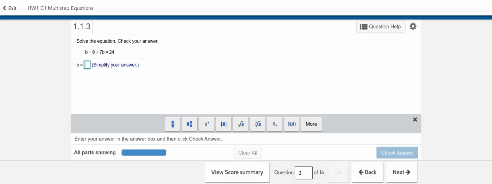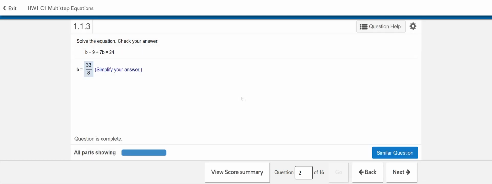Like, let's see. This is 8B plus 7, so that'd be 8B is equal to 24 plus 9. It's going to give me 33. So that's going to give me 33 divided by 8. That's a fraction. Now, it does say to make sure to simplify your answer, but in this case, it's going to be 33 divided by 8. Whoops. Check my answer. Oh, as you can see, I got it correct. So I fixed the one that I missed.